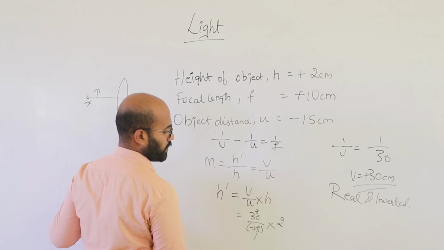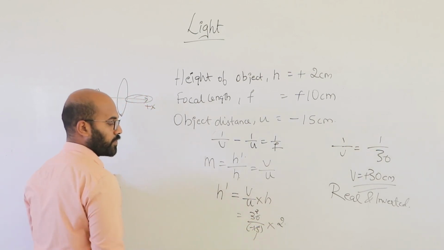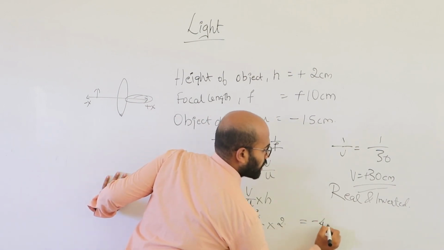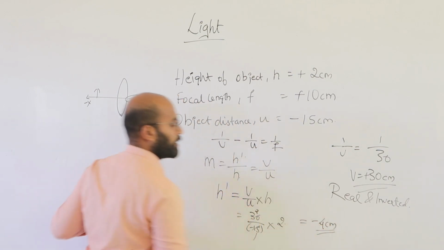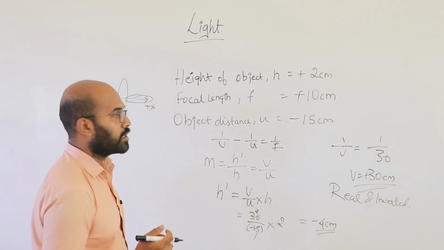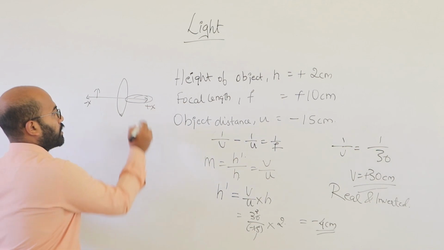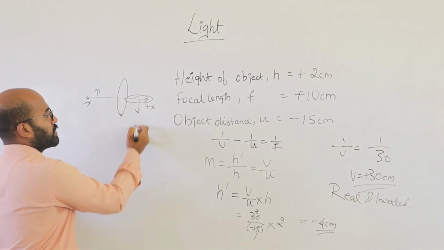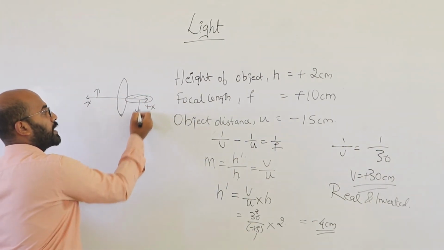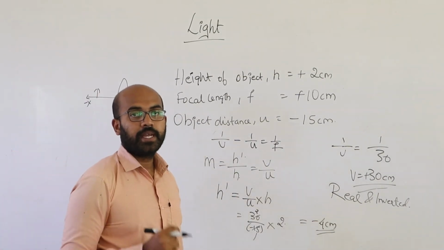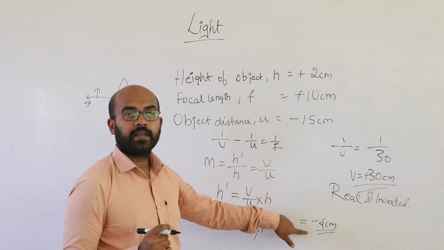So 30 by 15 is 2, and 2 into 2 is 4. But here I have a minus, so it is minus 4 centimeter. So why did I get minus? Because it is real and inverted. It is an inverted image, so inverted means it is on the negative y-axis. So obviously the height of the image should be negative. Hence I am getting minus.